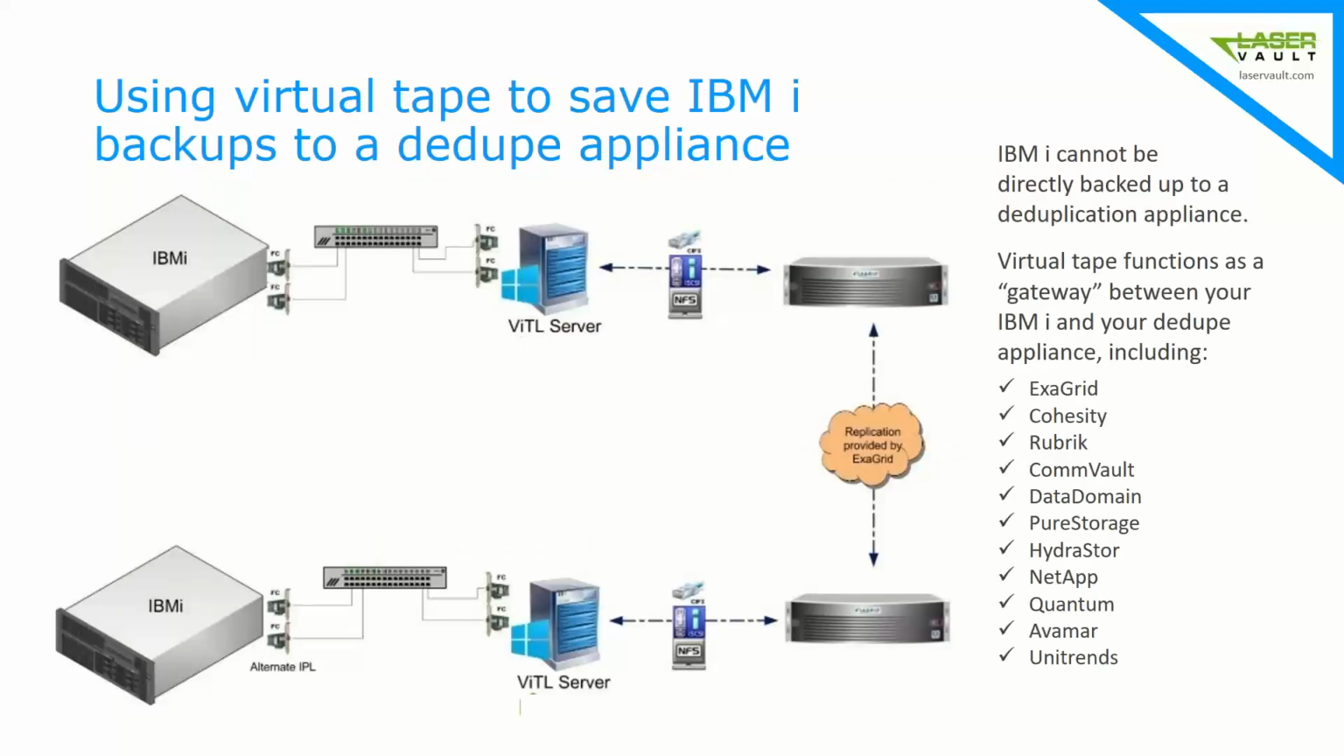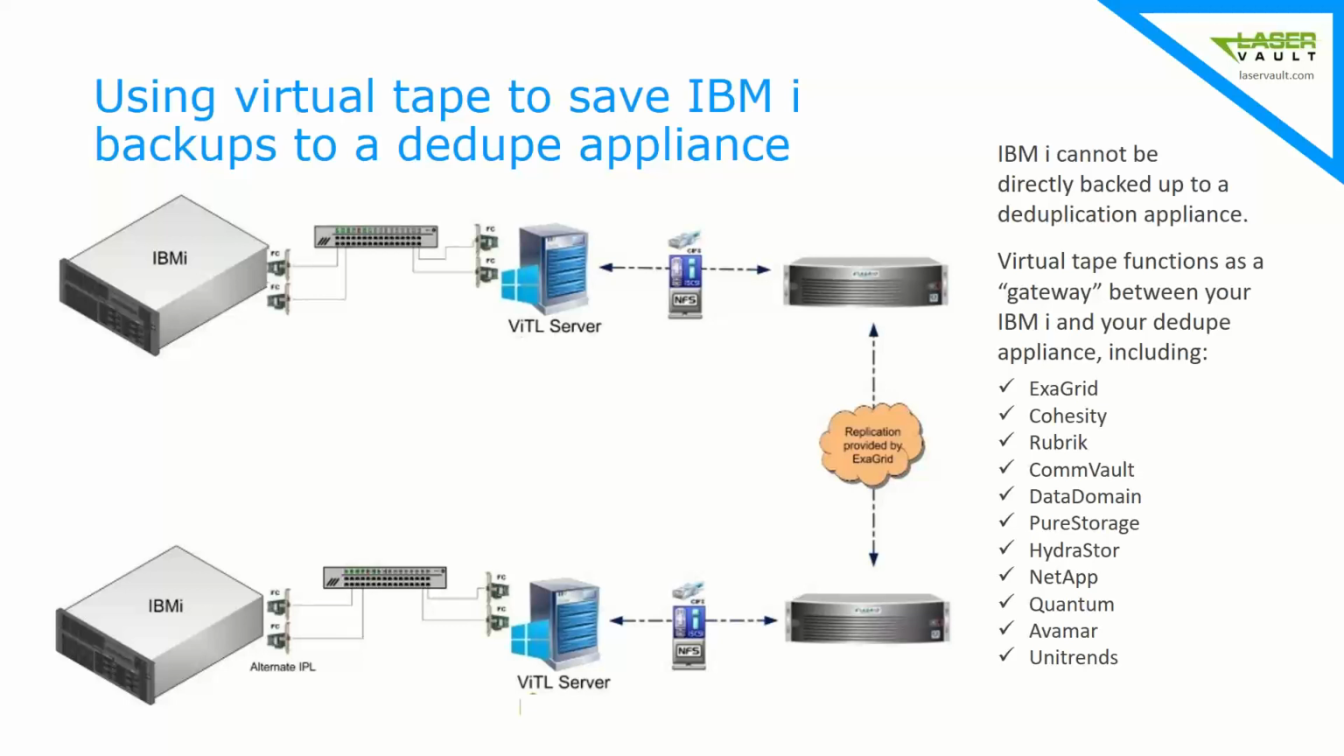So using virtual tape to save IBM i backups to a deduplication appliance. The list you see on the right-hand side are several of the deduplication appliances that many of our customers use. They use those appliances for other backups, but you can also integrate the IBM i backups to those solutions where you're getting deduplication, encryption, replication of your backups for the IBM i as well as your other platforms. So it's just a way to leverage those backup appliances for your IBM i backups without having to purchase a whole entire new solution or storage to save for those IBM i saves.